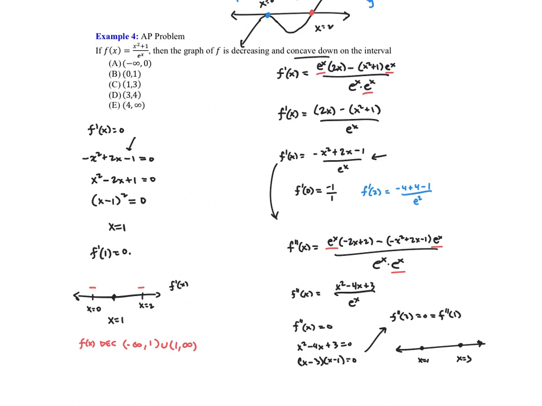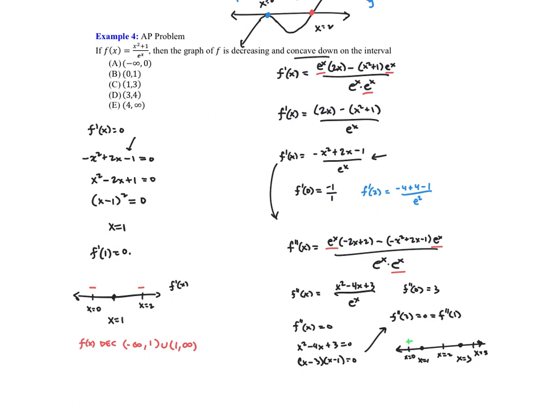Okay, so second derivative. Let's test these values. Let's test x equals 0. We'll test x equals 2. We'll test x equals 5. Okay, let's do that. So f double prime of 0. If I plug in a 0, I get 3 over 1, which is 3. So I see I get positive second derivative on that interval. The function would not be concave down there.